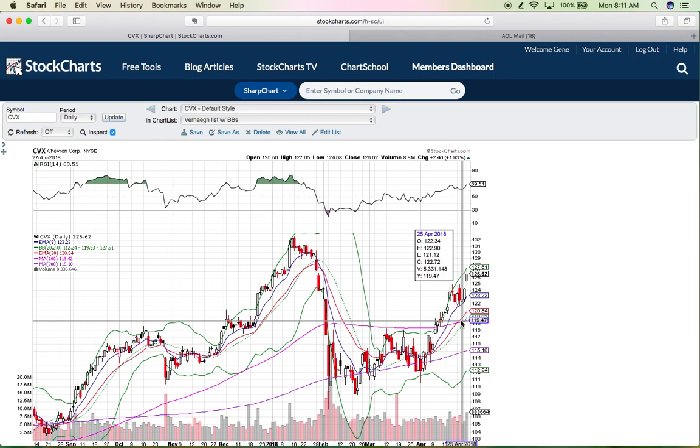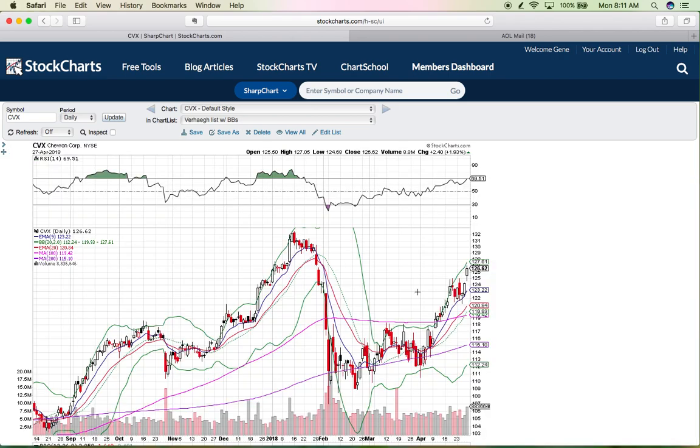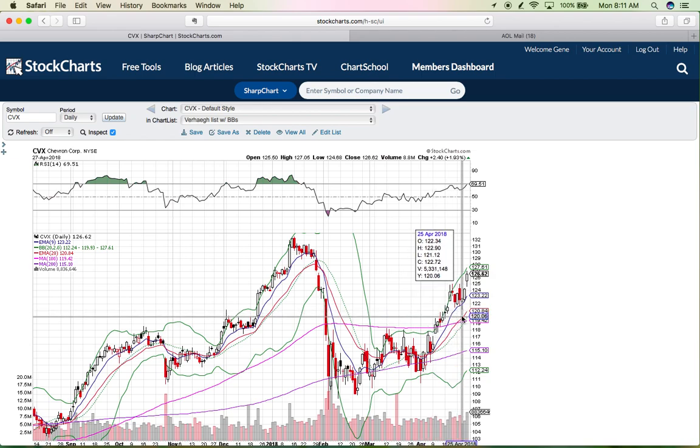$122.90. You see that in the box there. And then the low of that hammer candle is $121.12. So let's say you want to buy whenever Chevron goes over the high of that hammer candle, and you will set your stop 1 penny below the low of that hammer candle. So again, just to look at what those numbers exactly are, the high, 122.90.